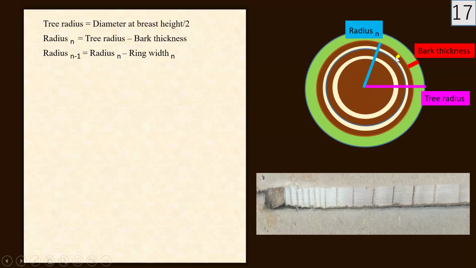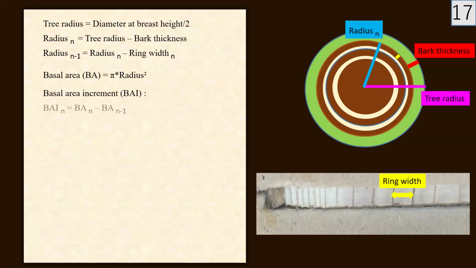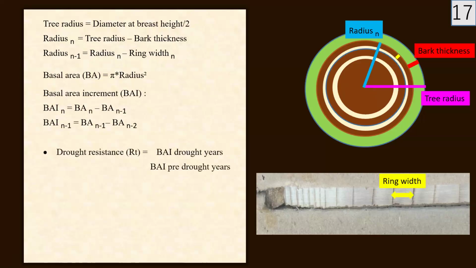Each year, these ring width values you can get from the CDendro software. Then each year you subtract the ring width from the corresponding radius to get the radius of the n-1th year. This is just a depiction of the ring width. Then we calculated the basal area using the formula pi r squared, and we calculated the basal area increment by subtracting the corresponding previous basal areas.